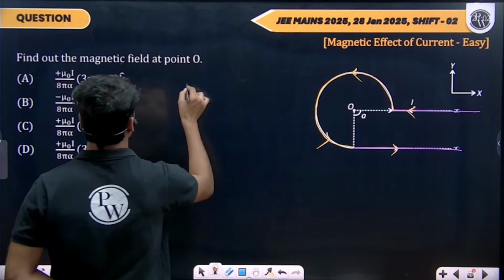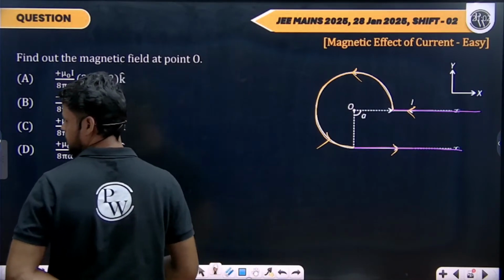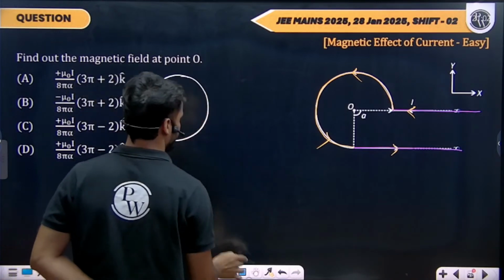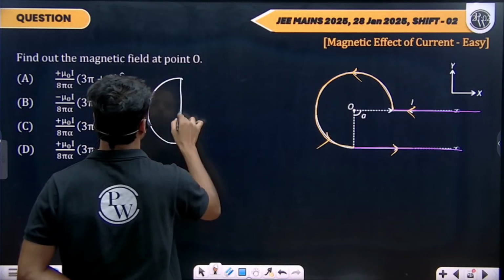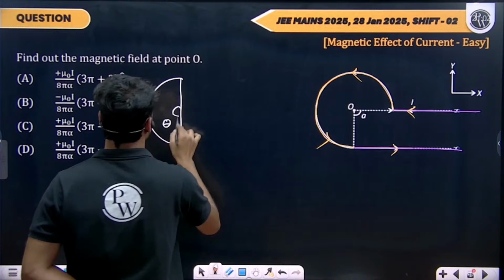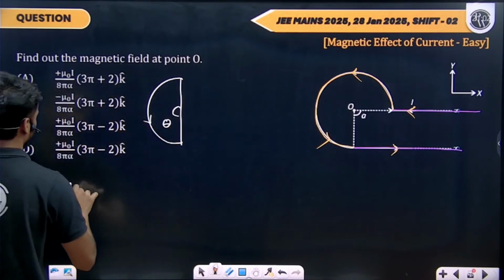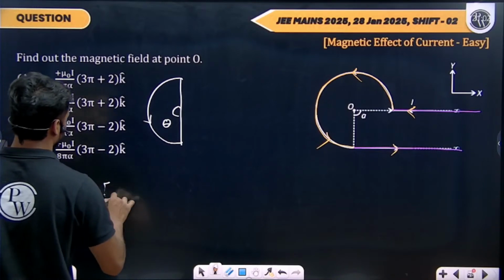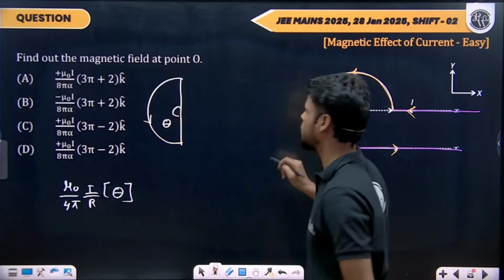So as you know, due to a loop which is making an angle of theta, at the center we will be having a magnetic field of mu naught upon 4 pi I upon r times theta, and from here we will be putting angles in radian. So this is our first formula.